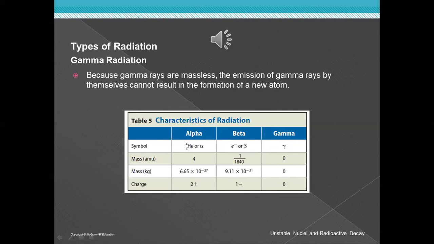Because gamma rays are massless, the emission of gamma rays by themselves cannot result in the formation of a new atom.